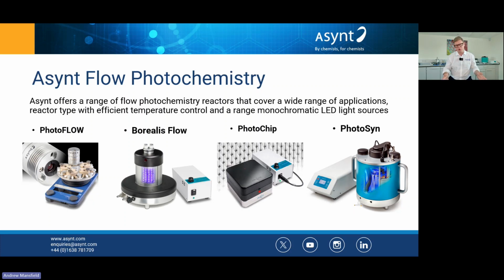Now, all of these products have very efficient temperature control. We can isolate the heat from the LED sources and also control our reaction temperatures precisely as well. So that hits all of those sweet spots that we've been talking about.